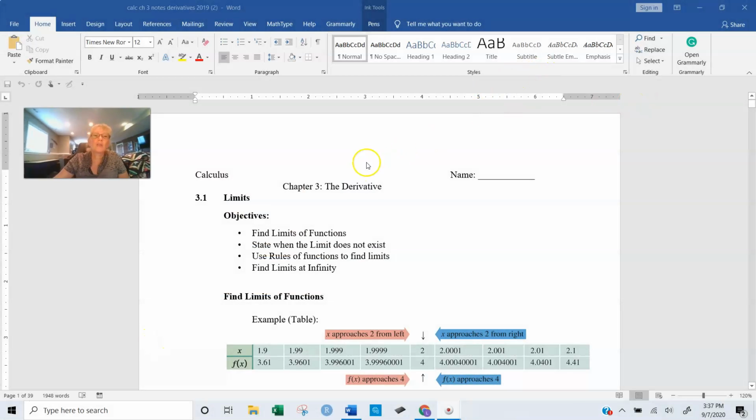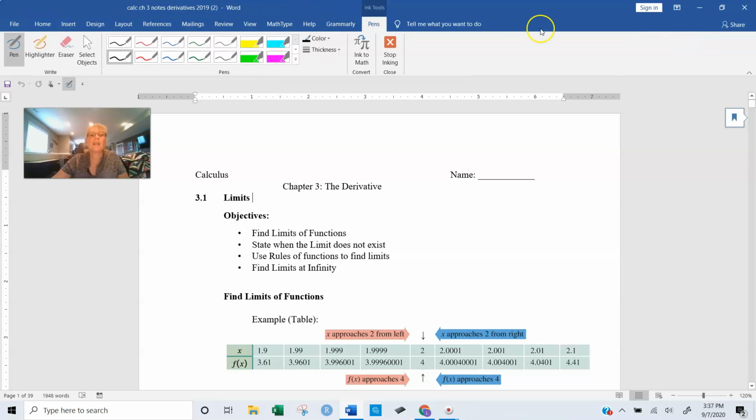Okay, the first section is, the whole chapter is about derivatives, which you're going to love. They are so fun and they make a lot of things a lot easier when we're finding speeds and velocities and things like this. But today it's just limits. So we're looking at functions of limits, if it exists, rules for limits, and infinity limits.